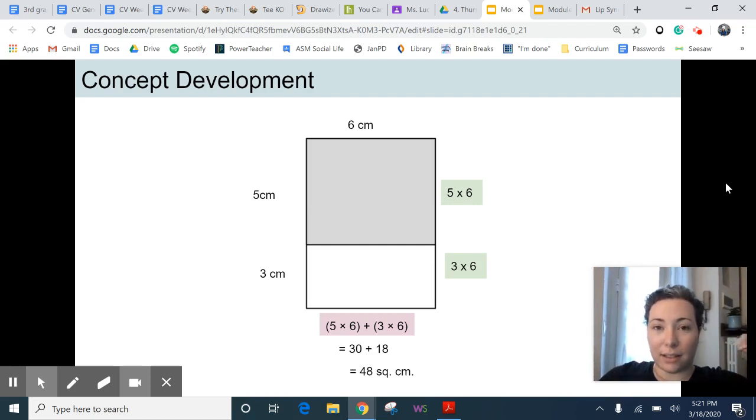Please make sure you're including that label. I know a lot of us, the teachers, have noticed that you can get all the way down to what the total area would be and you forget your units. So don't forget that it's a square unit, okay?